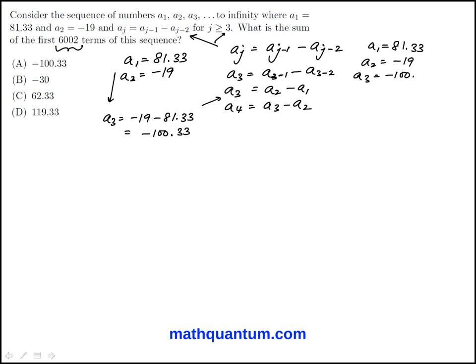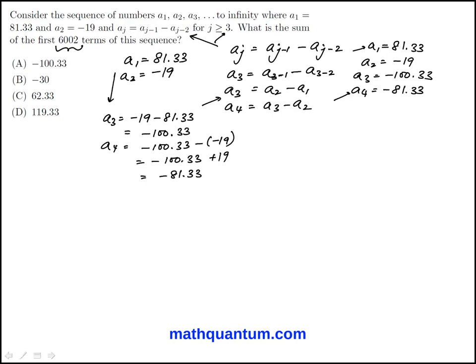A3. A4 would be A3 minus A2, and then you have to watch out for the negative sign. And this would be minus 81.33. So A4, first thing we notice is that the fourth term has become the negative of the first. A5 would be A4 minus A3, and A3 is minus 100.33. So this is minus 81.33 plus 100.33, and this would be plus 19.